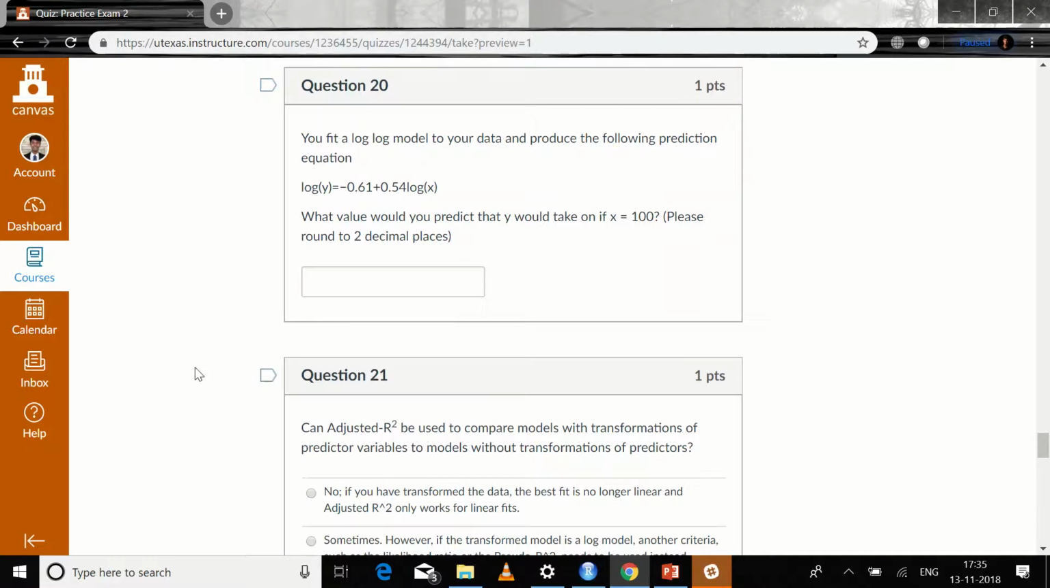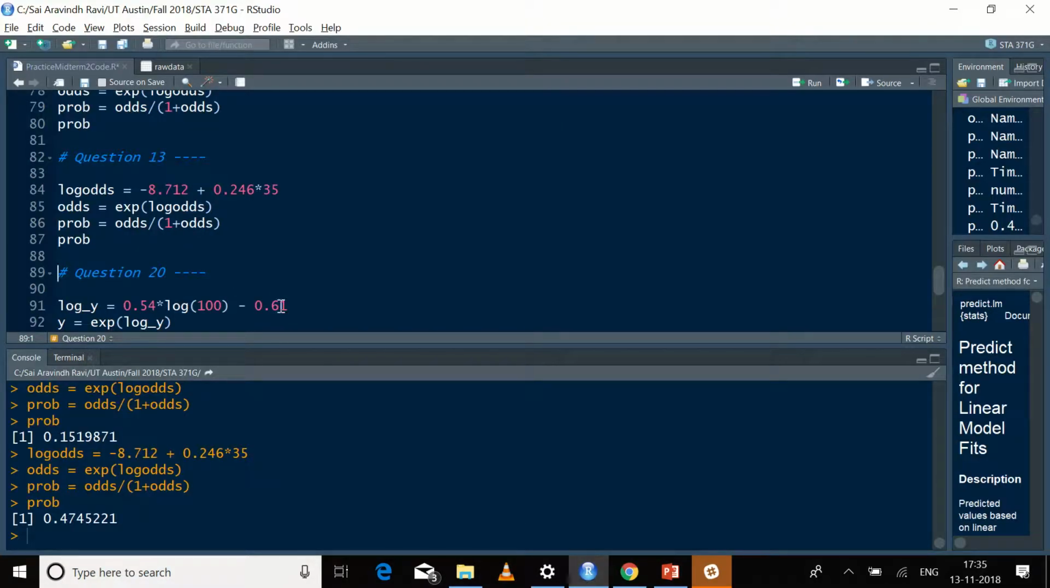You fit a log model to your data, and it gives you the intercept, slope, and everything again. So it asks you what the value of y is. Substitute, calculate the log, and then use the exponential function. Pretty straightforward. And this is how you do that.